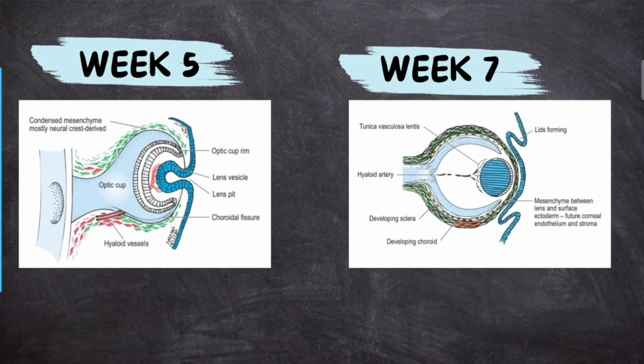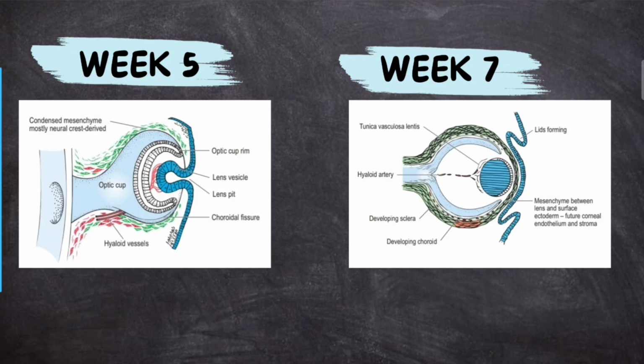The outer bit is more condensed and compressed. So this is the sclera. We know the sclera is a tough structure. However, the inner part is more vascular. You can see that it is more vascular and looser. This forms the choroid.